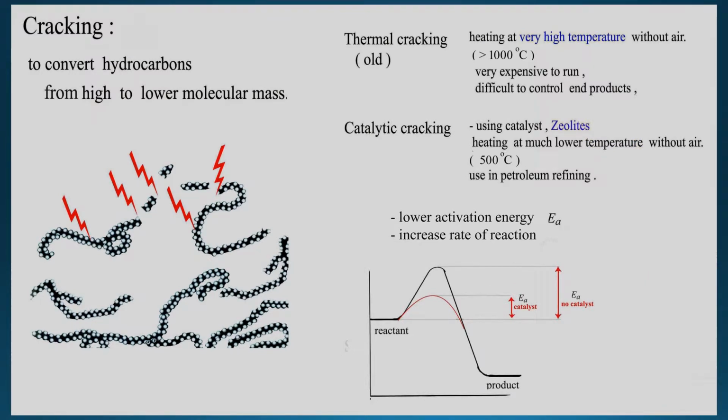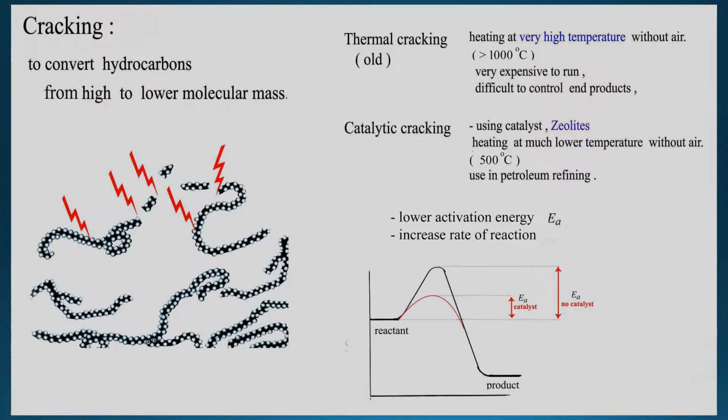The second method, catalytic cracking. This time they're using a catalyst called zeolite. By using a catalyst, heating at a much lower temperature without air, it requires about half the temperature, 500 degrees, and this is what we use in our petrol refining.